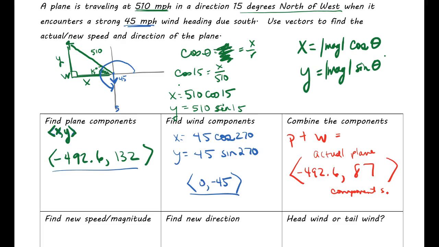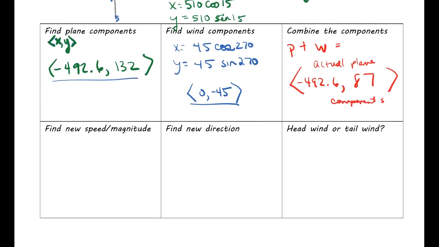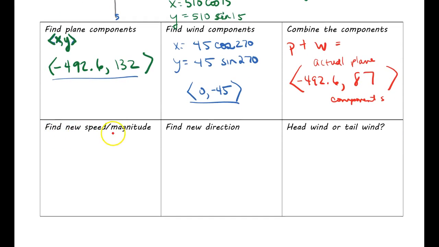So once you have the new components, you can do all kinds of stuff. You can find the new speed and magnitude, you can find the new direction, and then decide if it was a headwind or a tailwind, which I'll tell you what that is in a second. This is easier than you think, okay? For the new speed or magnitude, remember this just means the length, guys. And if you need the length of a segment, I would do the Pythagorean theorem or the distance formula, either one.